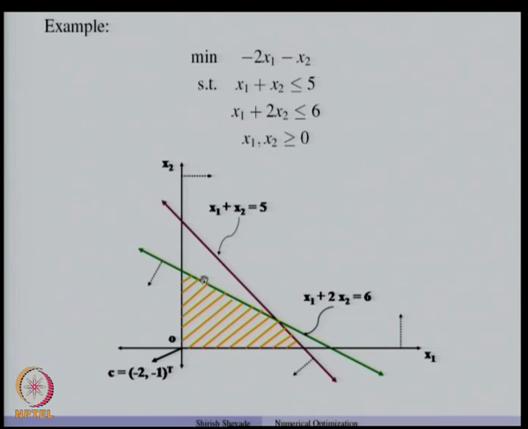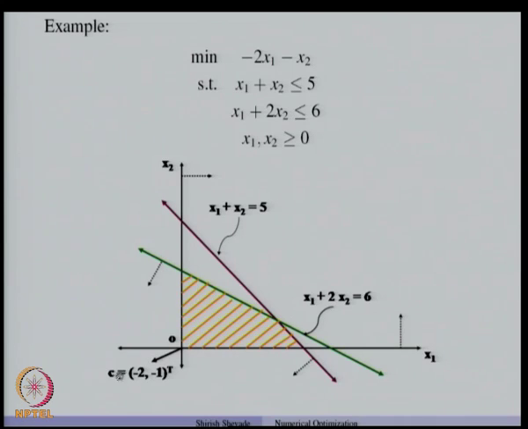Now, the intersection of these two half spaces, along with the fact that x1 and x2 are non-negative. So, this indicates that x1 is greater than or equal to 0, and this indicates the half space where x2 is greater than or equal to 0. So, the intersection of these four half spaces gives us the constraint set, which is shown by the shaded region.